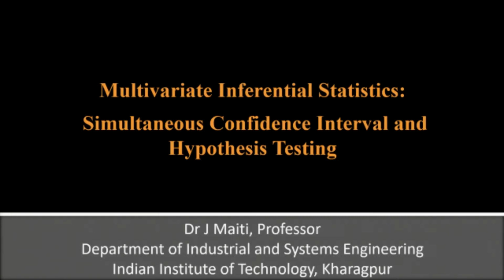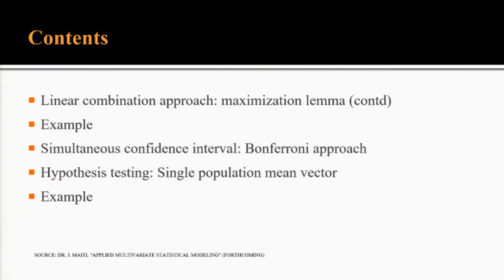Today's lecture is on simultaneous confidence interval and hypothesis testing. We continue a maximization lemma which we have started in the last class. Then we will show you one example. Then we discuss another method for simultaneous confidence interval called the Bonferroni approach. We further discuss hypothesis testing, single population mean vector, followed by an example. Let's go to the next slide.